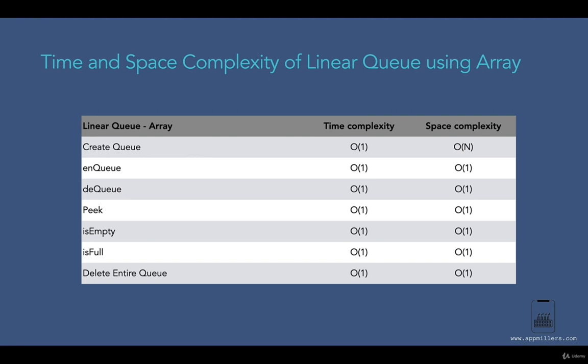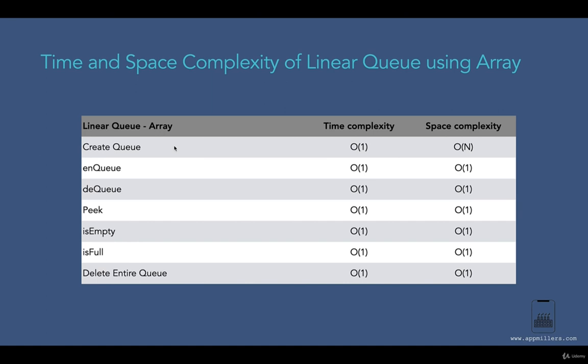Now in this lecture, I have combined all methods that we have created for linear queue using array in our previous lectures. Here, we have combined all methods together to see the big picture of time and space complexity of these methods. Now, first method is creating queue.